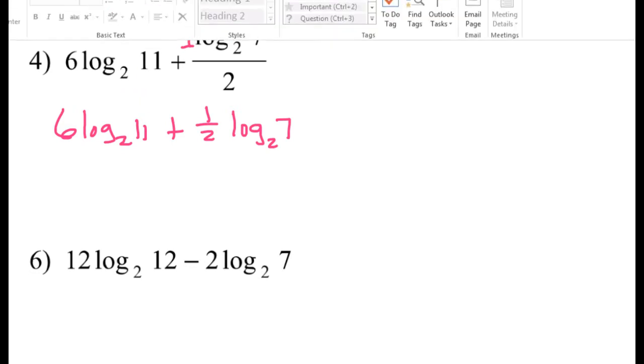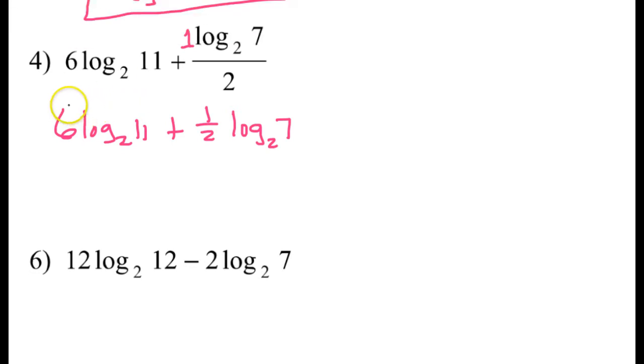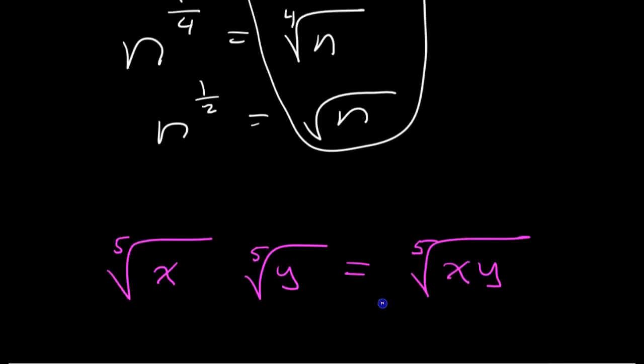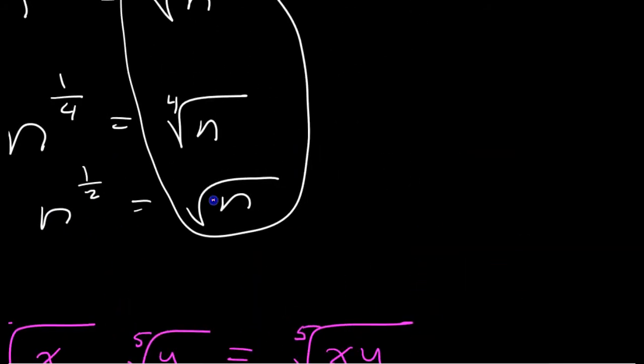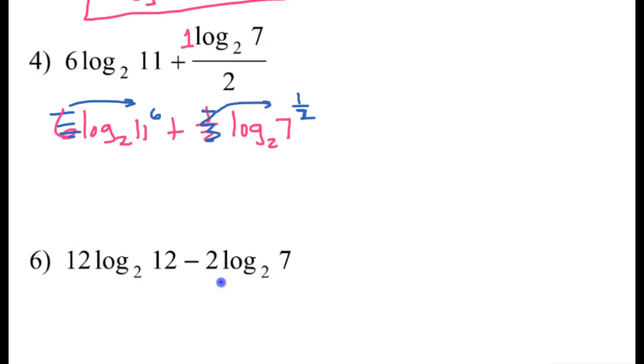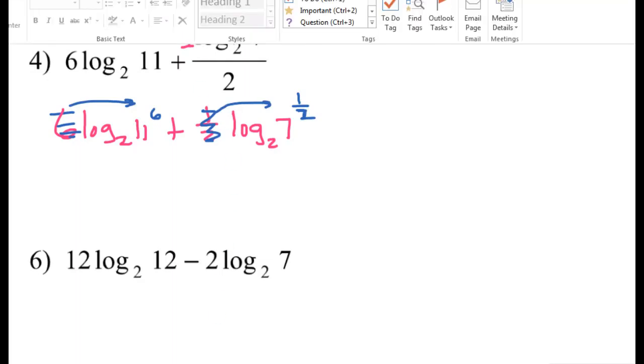Okay, maybe I'll show it like this. So this 6 is going to come over, so this will be 11 to the 6th power. This 1/2 is going to come over, and this will become 7 to the 1/2 power. But remember that the 1/2 power is the square root. So that's how we want to actually write it.